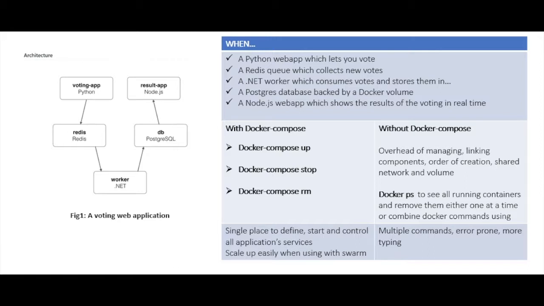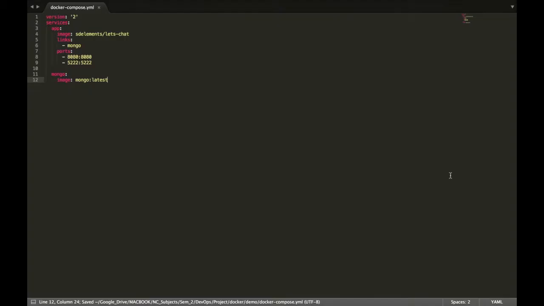However, with the Docker Compose command, we can use a single composition file to easily configure all the services required by the application. With a single command, we can create, start, and run these containers. Similarly, without Compose, one must use docker ps to see all the containers that are running and remove them either one at a time or combine multiple Docker commands to achieve it. Stopping and removing all these containers has also been made easy with Docker Compose.